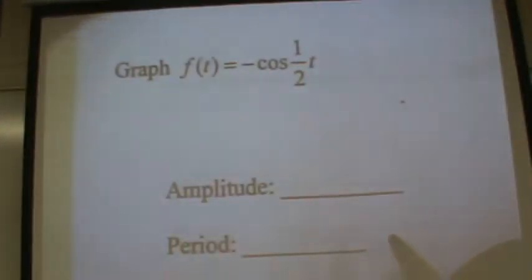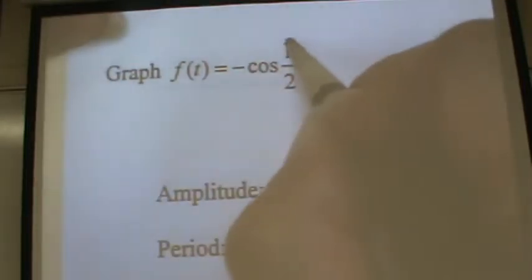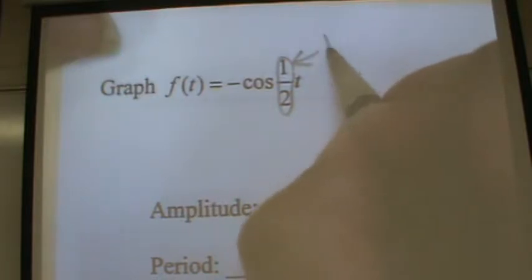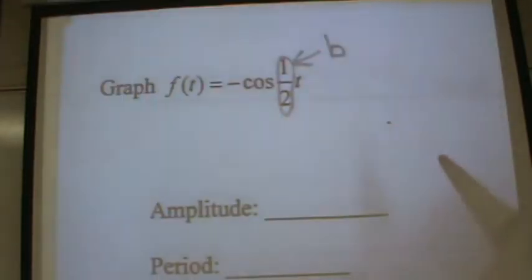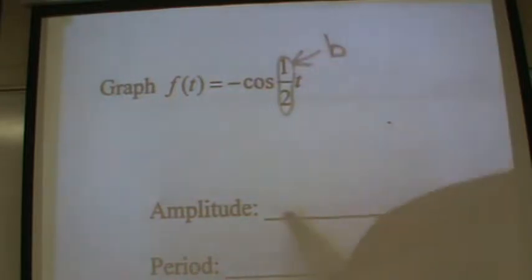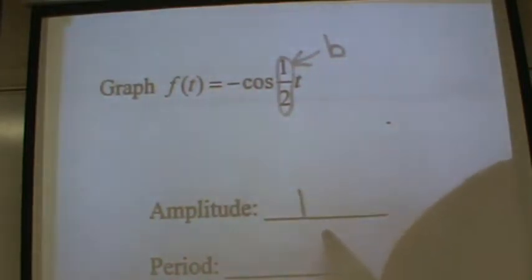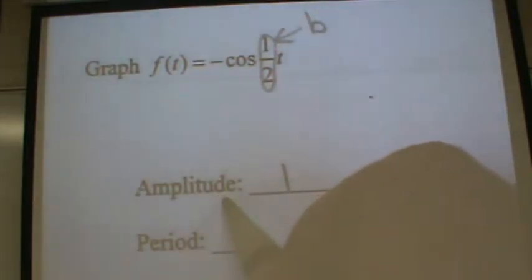Okay, this one says the graph of negative cosine 1/2 t. Here we're concentrating on the b value. This is your b value. That is going to change your period. So instead of it being from 0 to 2 pi, it's going to be something different. Let's take a look at it. Our amplitude is a 1. So in other words, how high off the x-axis are you going?